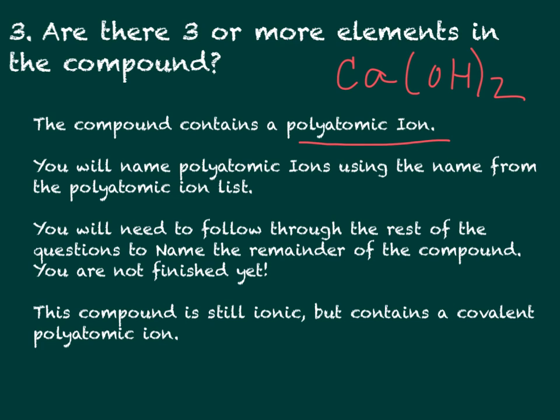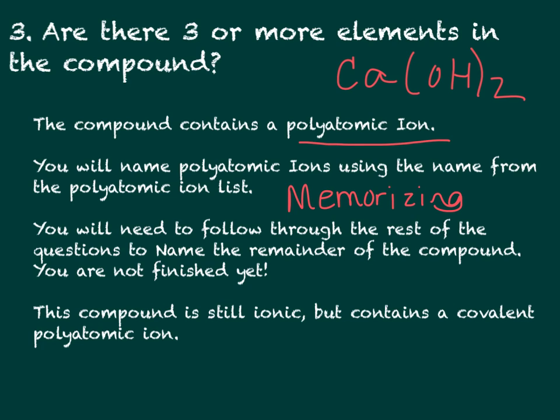And you will name the polyatomic ion using the name from the polyatomic ion list. And these are ones that you are responsible for memorizing. Again, we've talked about this already in class, which ones you're responsible for memorizing. Please note, you will need to follow through the rest of the questions to name the remainder of the compound. We're not finished yet. This compound is going to be ionic, but remember, a polyatomic ion contains covalent bonds, but it's still an ionic compound, even though part of it is bound together covalently.